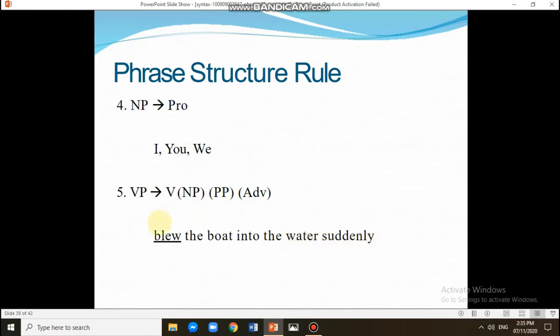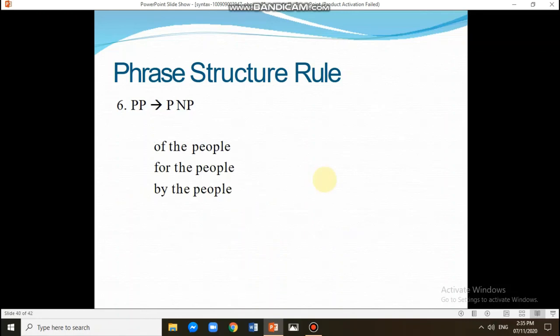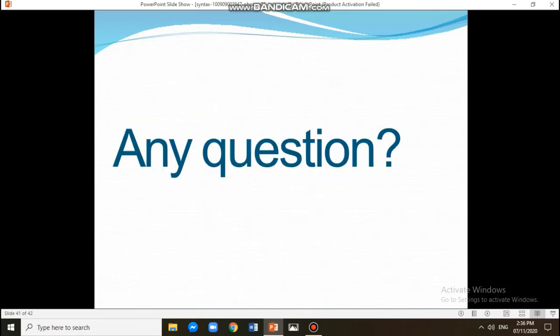So, mas maayo nga mag-himo ka og tree diagram. And lastly, ang akong gibalik-balik nga example, a prepositional phrase composes of a preposition and a noun phrase. And a noun phrase composes of a determiner and a noun. Example, prepositions of, for, and by. And now the determiners here are the, and the nouns are people. And the words, the people, are called noun phrase. Alright. Any question?